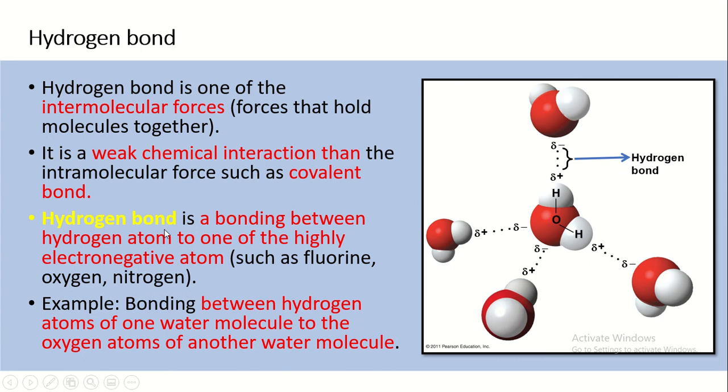So what is actually a hydrogen bond? It refers to the bonding between a hydrogen atom and one or more highly electronegative atoms such as fluorine, oxygen, and nitrogen. And in this case, it is the bonding between the hydrogen atom of one water molecule and the oxygen atom, which is more electronegative compared to the hydrogen atom, of another water molecule.